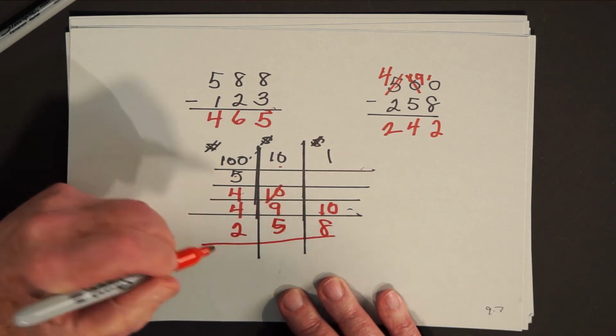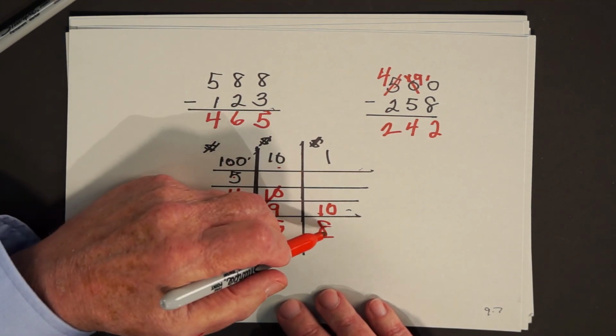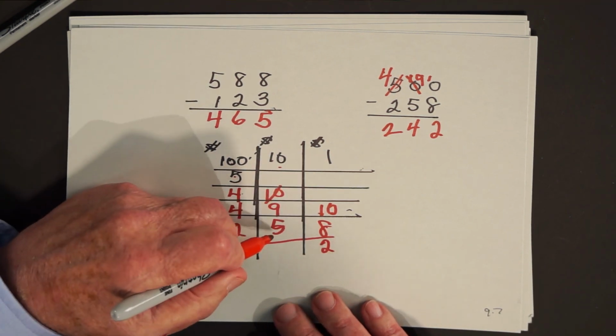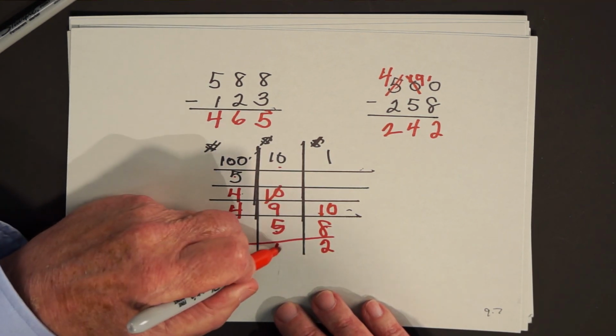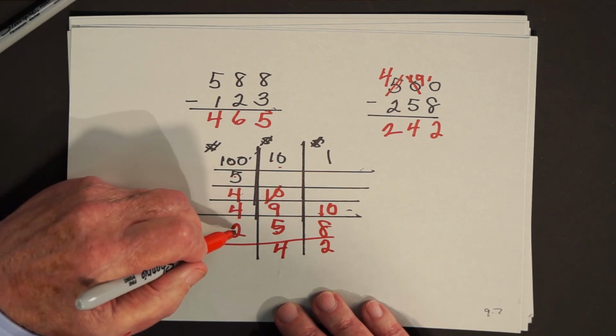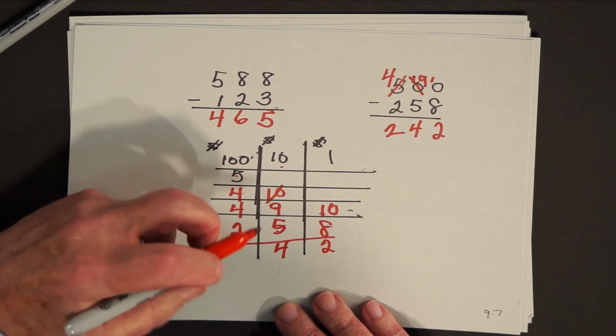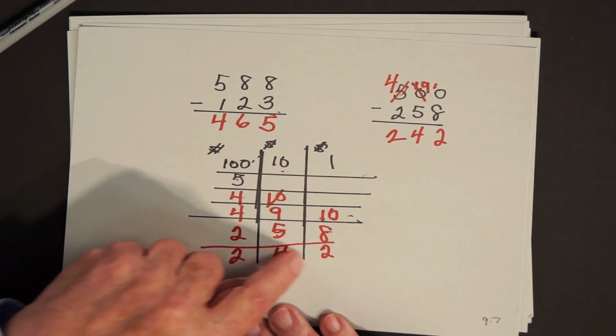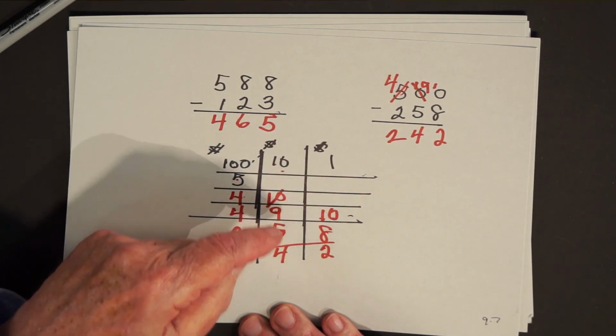Now, when I want to take away the 258, it's kind of easy. I can take 8. What do I have to add on to 8 to get 10? 2. What do I have to add on to 5 tens to get 9 tens? I have to add on 4 tens. What do I have to add on to 2 hundreds to get 4 hundreds? I have to add on 2 hundreds. There's the answer.